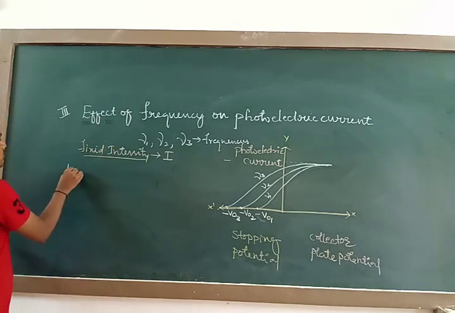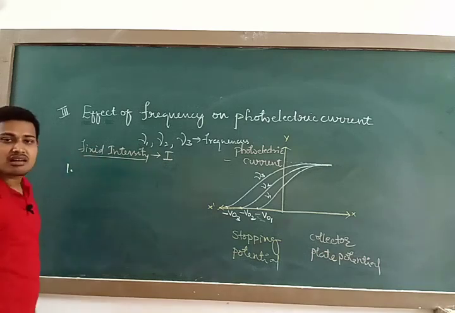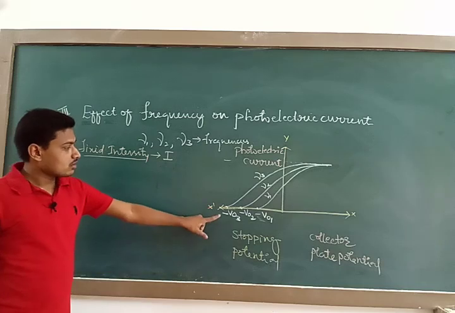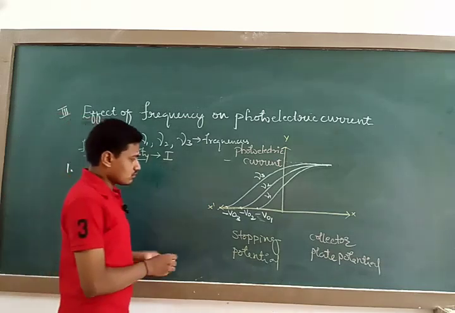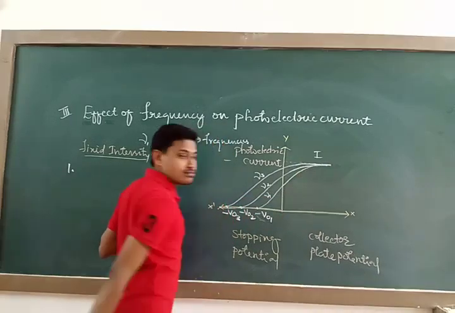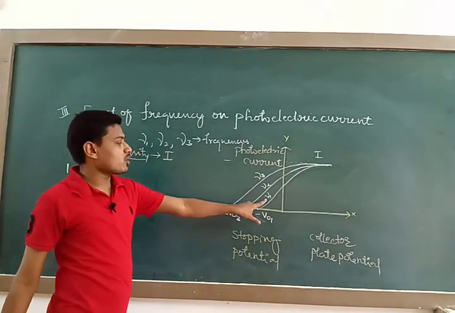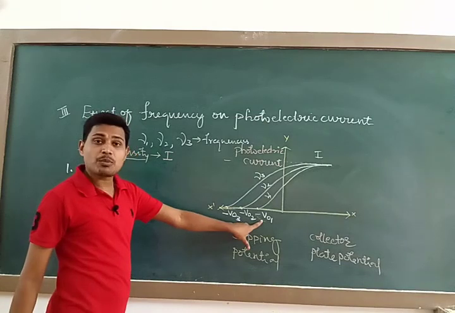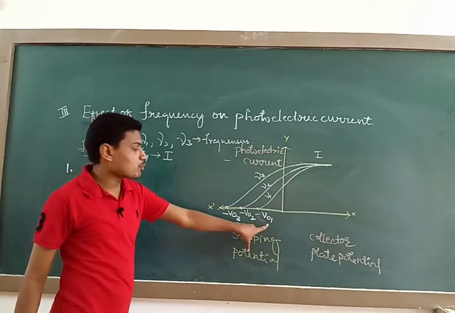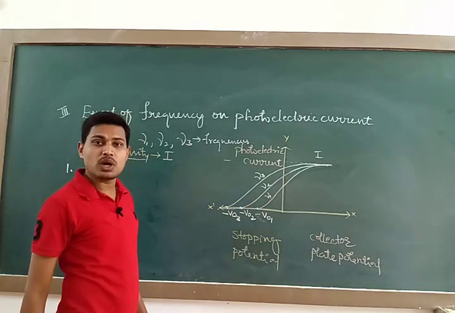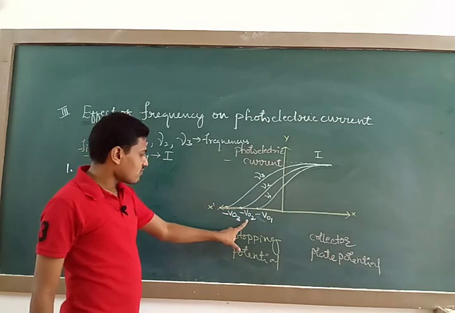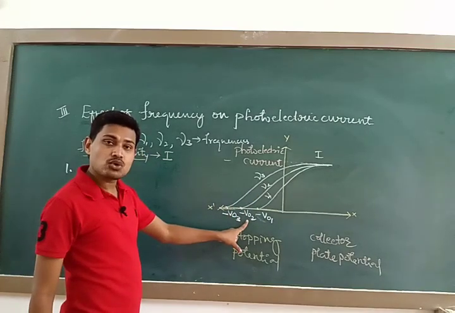The first conclusion is, from the graph we can clearly get information here that for an intensity of the radiation I corresponding to the frequency nu1, I have a stopping potential minus V01. V01 means the stopping potential corresponding to the frequency nu1. And for the same intensity with frequency nu2, I have a stopping potential minus V02.